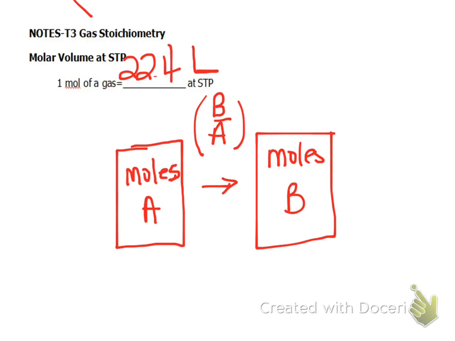22.4 liters. Okay? Write this number down. Does anybody remember how many atoms are in a perfect chunk? 6.02 times 10 to the 23. Good job. Okay, that's how many perfect dots are in a mole. How many perfect liters of gas are in a mole? 22.4.